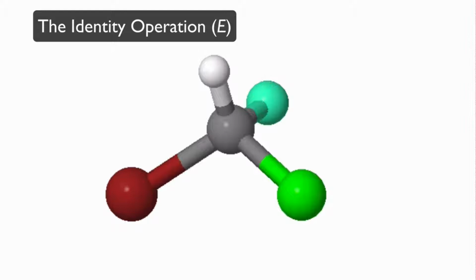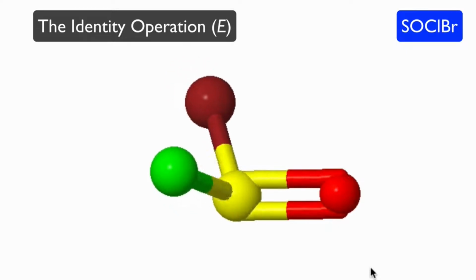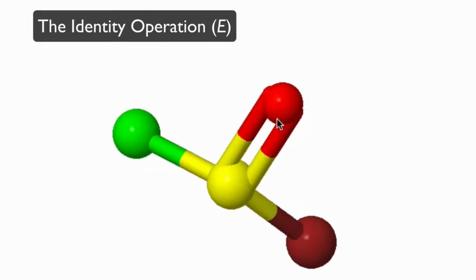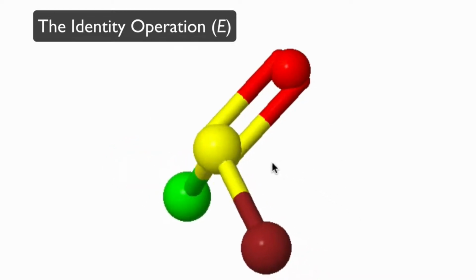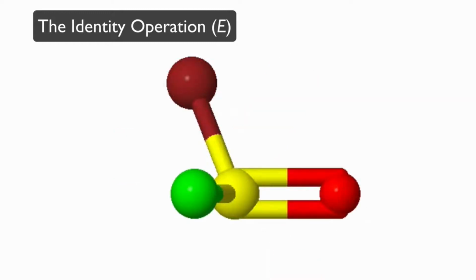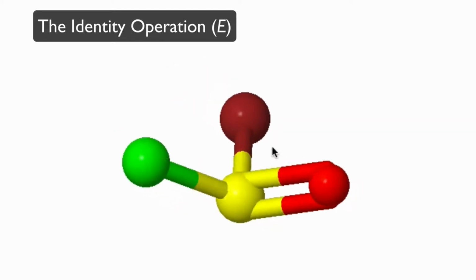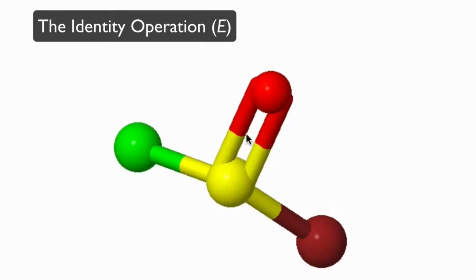If we look at this one, it's a different shape, but again, it only has the identity operation. You can see it looks a bit like a carbonyl, except that this molecule is not planar. Okay, we'll just bring it back to the center again and bring it up there. So we got what looks like a sulfur double bonded to an oxygen, and then we've got a chlorine and a bromine. And as before, there's no mirror plane.